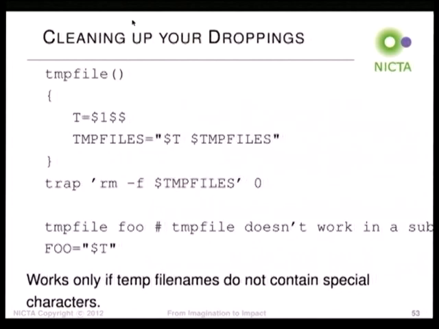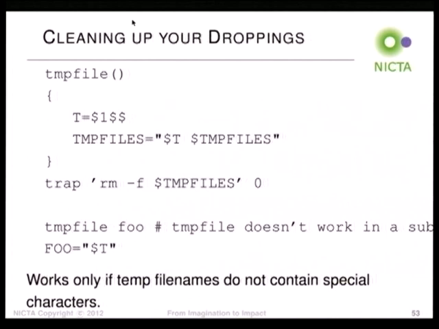Cleaning up your droppings. Quite often you want to create temporary files. You don't want those temporary files still to be hanging around after your shell script exits. Trap is your friend. What trap does is it takes a command and executes it under one of a number of conditions. Those conditions are typically signals. So here I've got zero, which is a magic number which says when this shell script exits. When this shell script exits, execute that command.